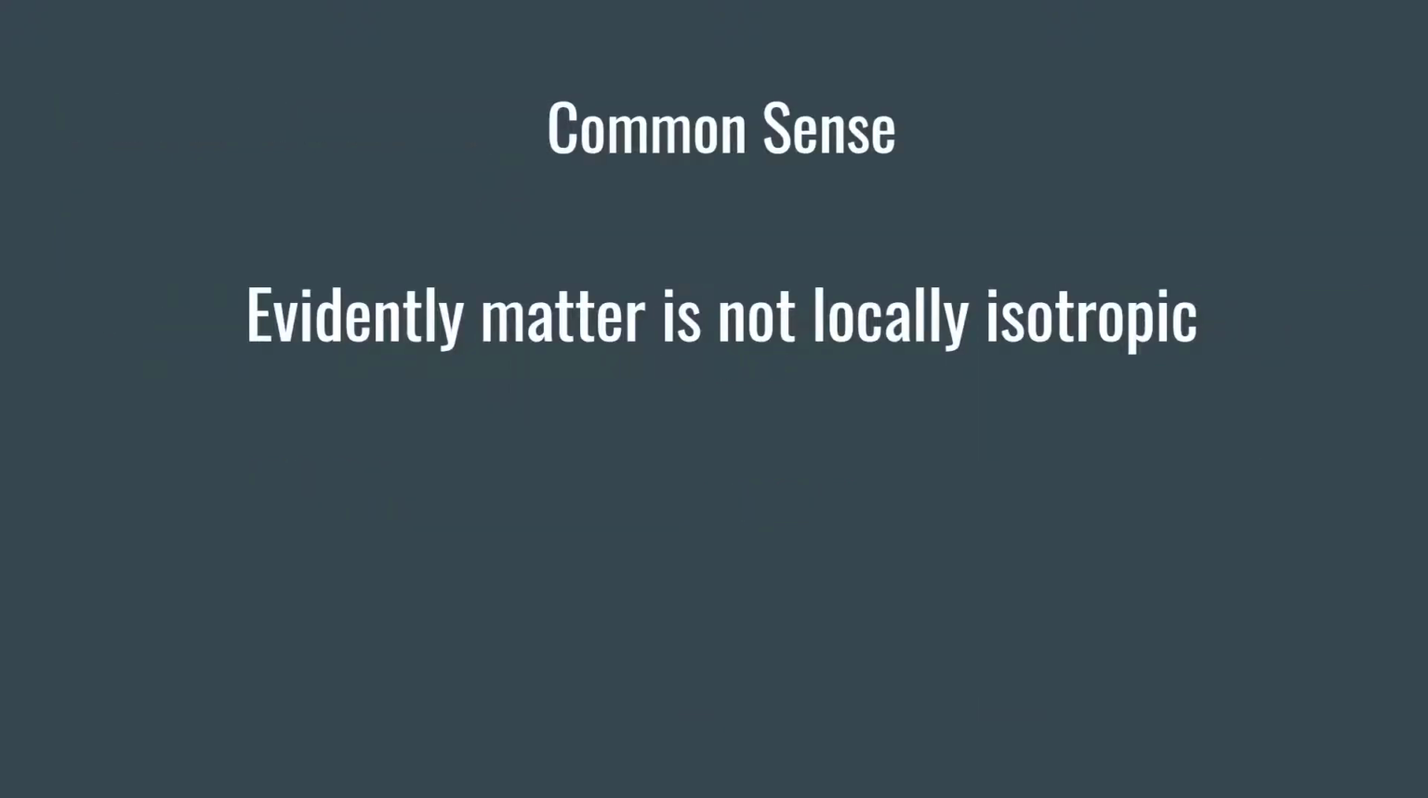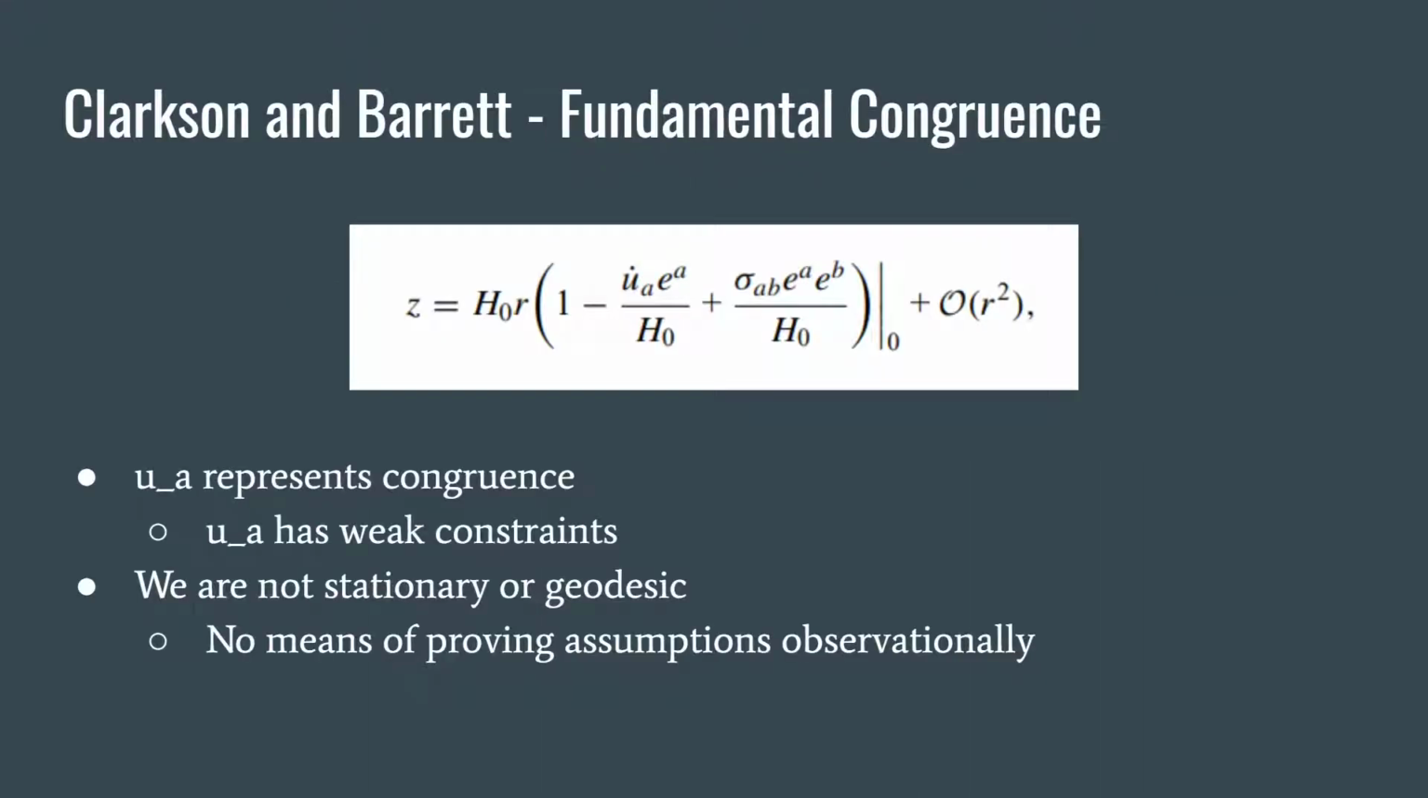Let us take a step back. Basic observation of our universe, including our conclusions from the CMB dipole, readily demonstrate that the geometry of the universe is not locally isotropic. If this is the case, why is the FRW model still widely accepted? Clarkson and Barrett point out an unresolvable caveat in the EGS postulation. That is, the observer must not be accelerating, which is evidently not the case for our location in the universe.